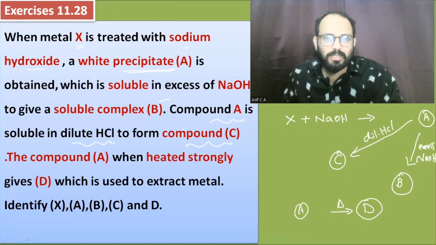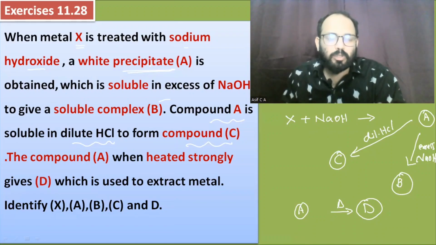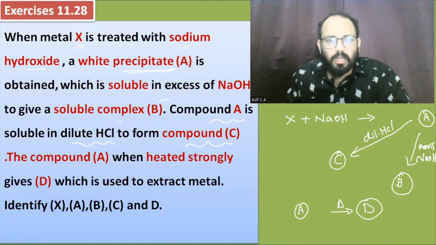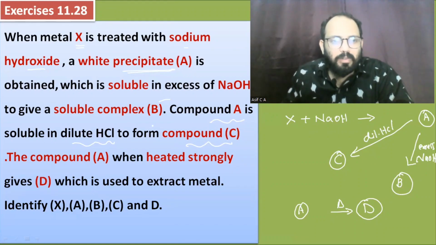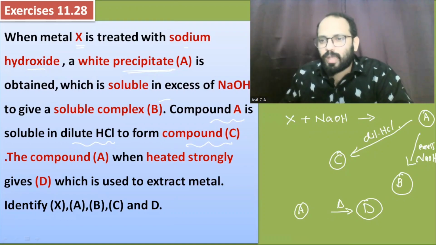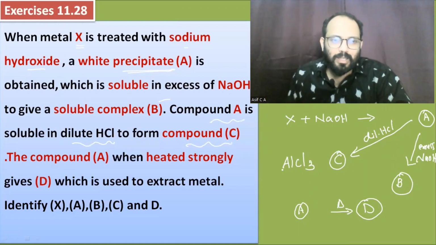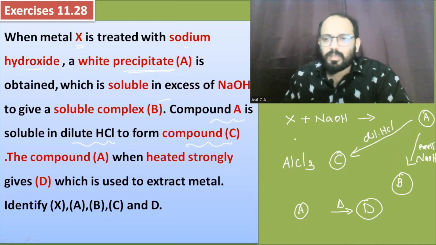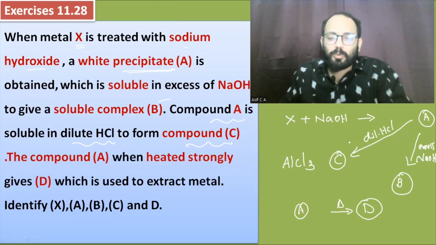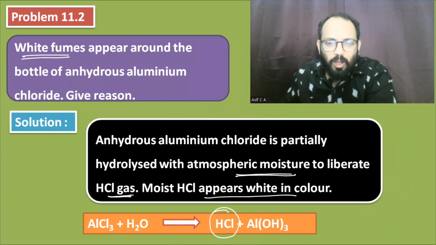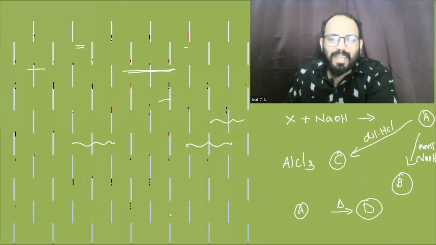Now, see. One metal reacts with sodium hydroxide to give a white precipitate. Take the white precipitate as A. A is soluble in dilute HCl. So when A reacts with dilute HCl, what are you going to get? It is soluble, and you will be getting AlCl3. When dilute HCl is added to Al(OH)3, you will be getting AlCl3.